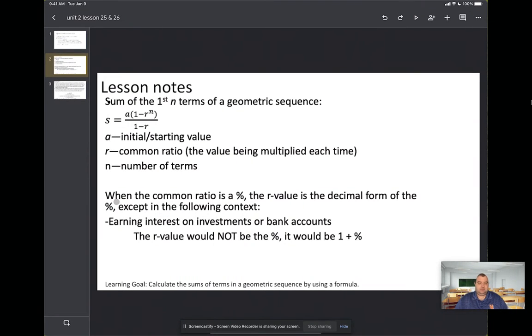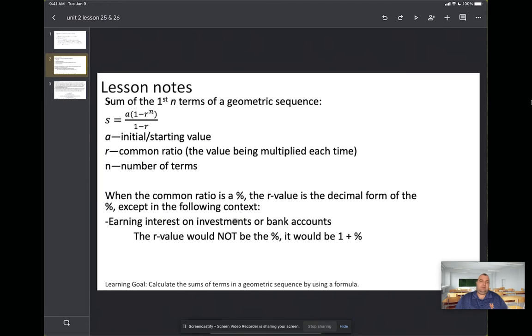So a couple of things. When the common ratio is a percentage, the R value is the decimal form of the percent. So in other words, for example, if the common ratio is 20%, the R value is 0.20. If it's 5%, it's 0.05, so on and so forth.